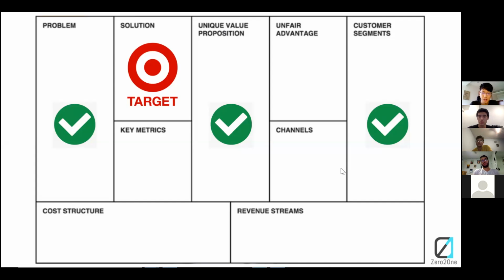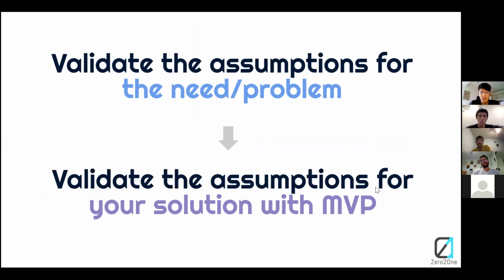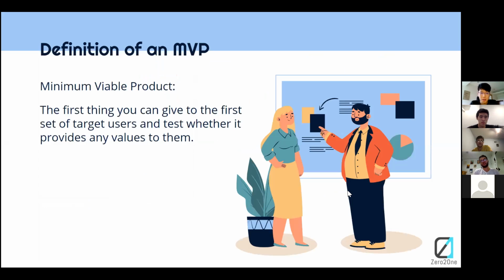There's a very unique way, a very fast way to validate whether your solution is actually solving a problem. And it's called MVP. Yep. So this is how we're connecting from the previous workshop, validating the needs and assumptions, to validating the assumptions for your solution with MVP. So what is an MVP? MVP stands for minimum viable product.